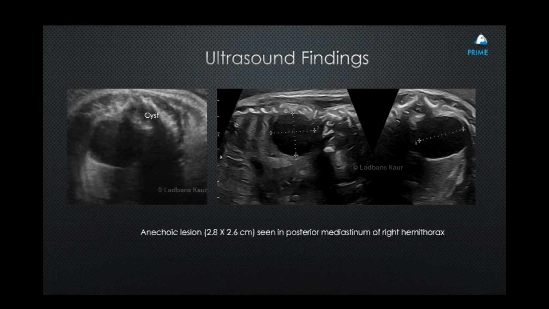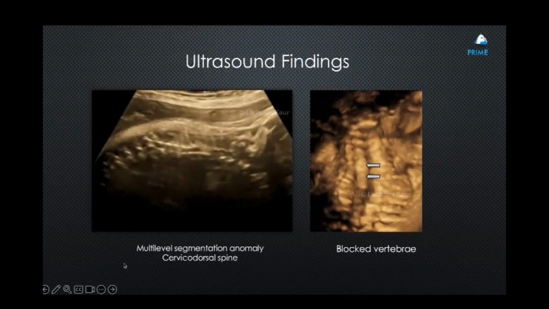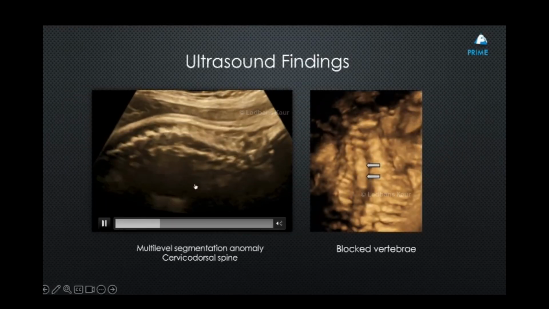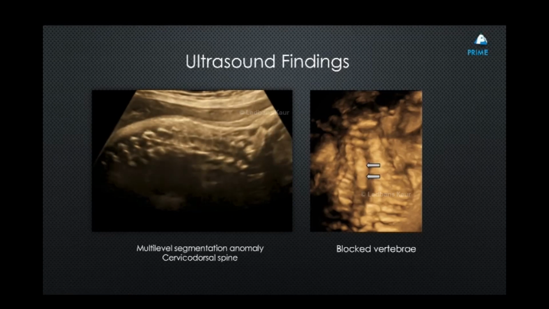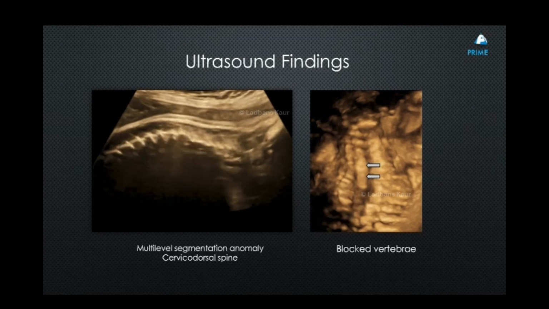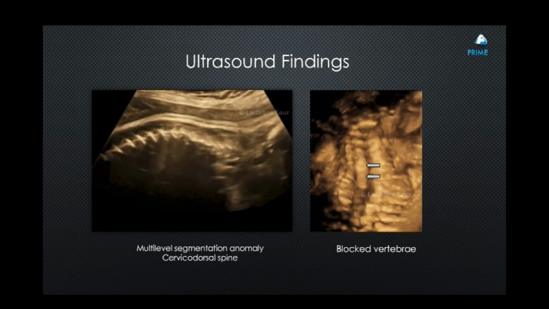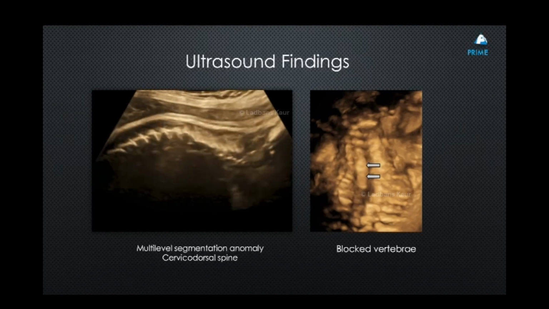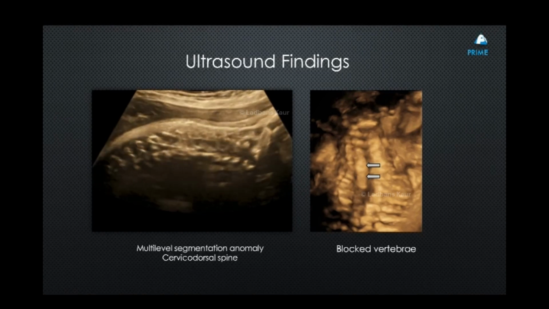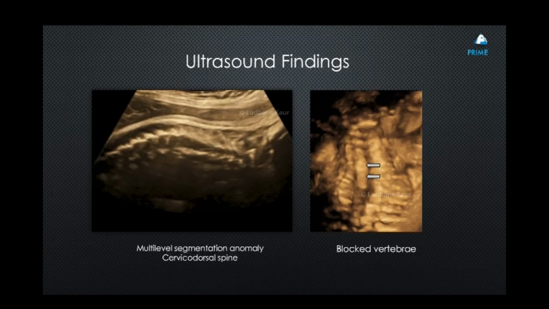The rest of the thorax was absolutely normal, and the rest of the baby showed a very important finding in the vertebra, which were showing us mismatch of the ossification centers. There was a curvature abnormality, and I'm sure we are looking at a multi-level segmentation anomaly which was involving the cervicodorsal spine. On a 3D reformatted image, what we see is a blocked vertebra involving the lower cervical and upper dorsal vertebrae.